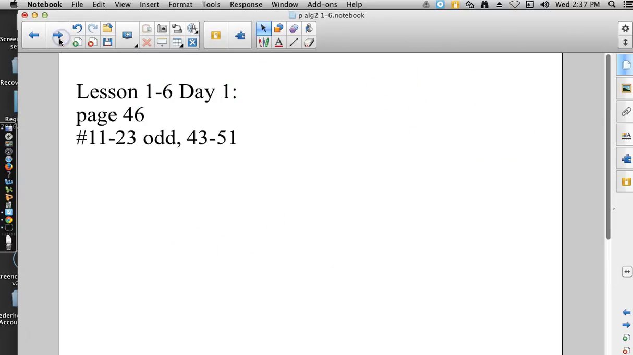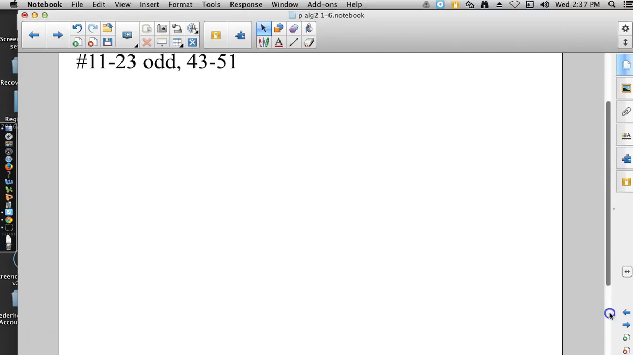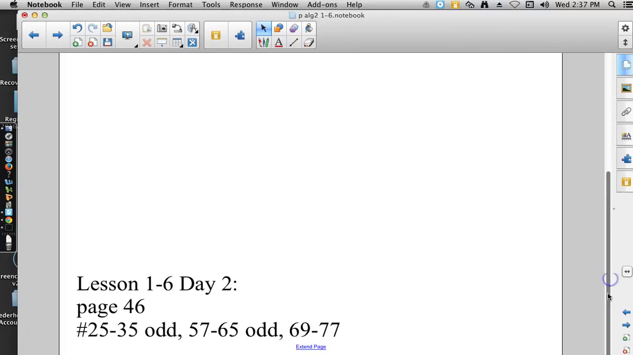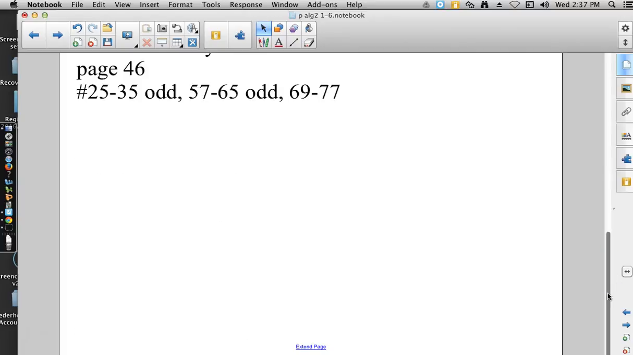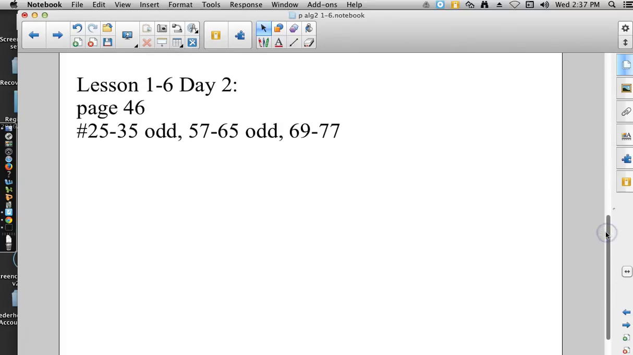So let me get you the day 2 assignment, because we have just completed the second part of the objective, which was to learn what to do with absolute value inequalities. So go ahead and write that down. And remember, definitely going to see 1, if not 2 of these on the test. You have to make sure you know how to do these.